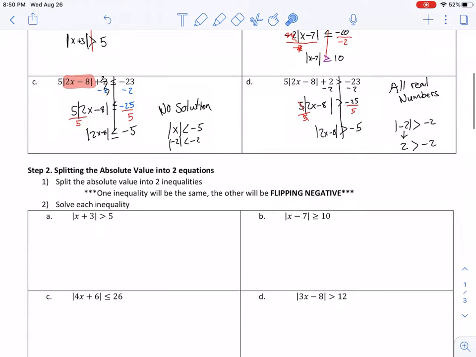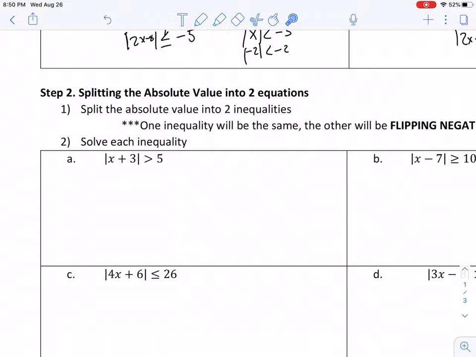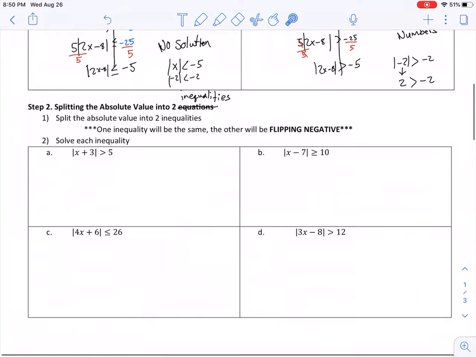The second step now is, once we've isolated, we have to split the absolute value into 2 equations. And this really should read inequalities. That was my bad. Into 2 inequalities. You don't necessarily have to change that on your notes. So we're going to split the absolute value into 2 inequalities. The first one will be the same, and the second one will be flipping negative. And I'll show you what I mean there. And then we're going to solve each inequality.